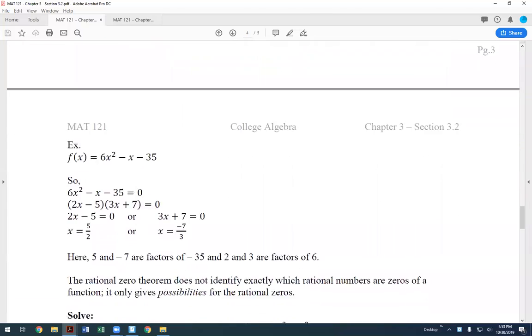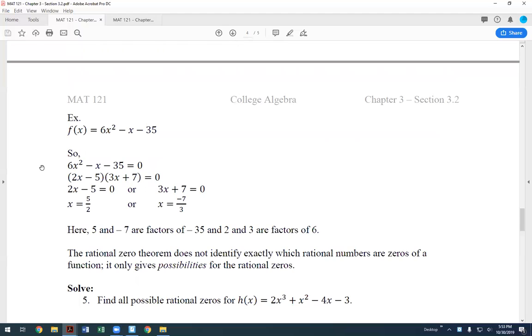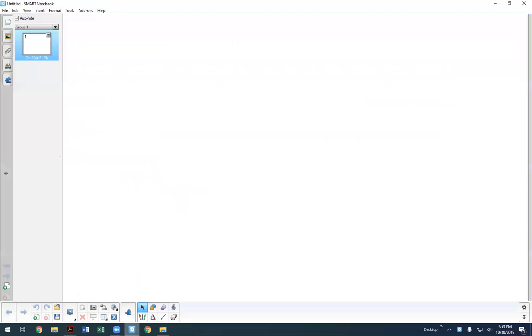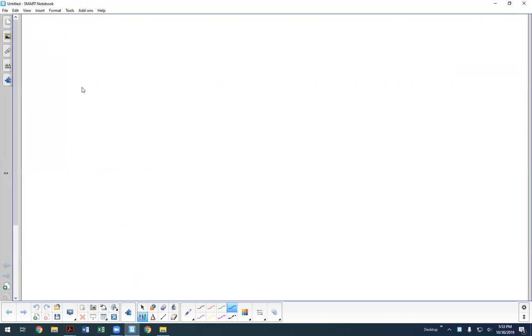Just as an example, let's say this is our expression here, 6x squared minus x minus 35. I'm only interested in the constant term and the leading term. So let's look at all the factors of 35 and 6 in this case, and go ahead and write those down. Our expression is 6x squared minus x minus 35.